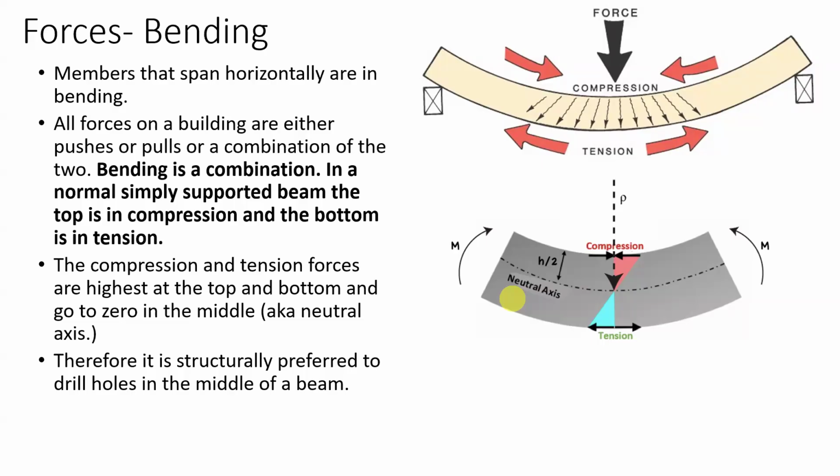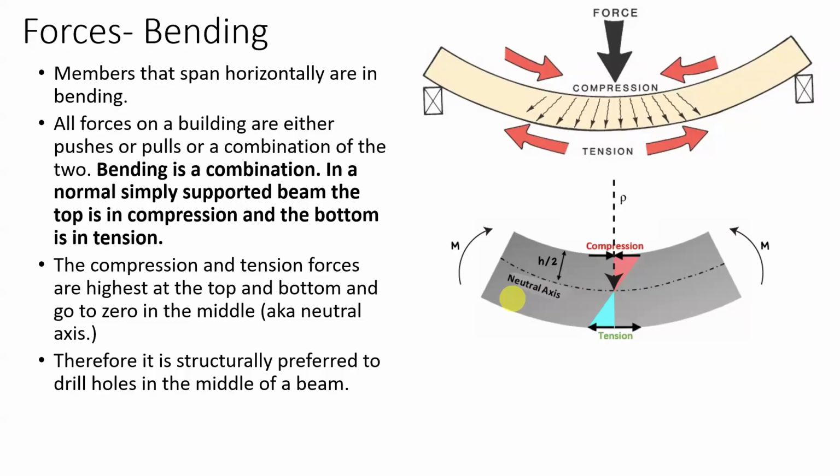So if I've got a member that's spanning horizontally, it's not in only tension and only compression. It's in both of them. And I can't bend it with my hands this way. I'm not strong enough, but I can bend it this way.